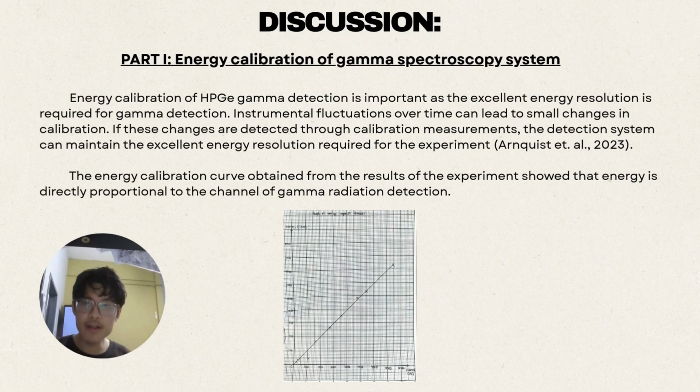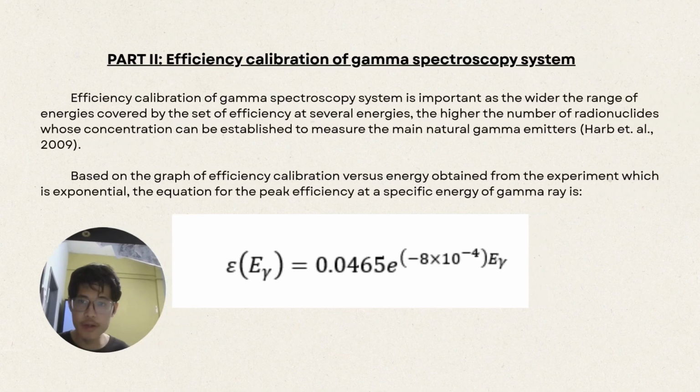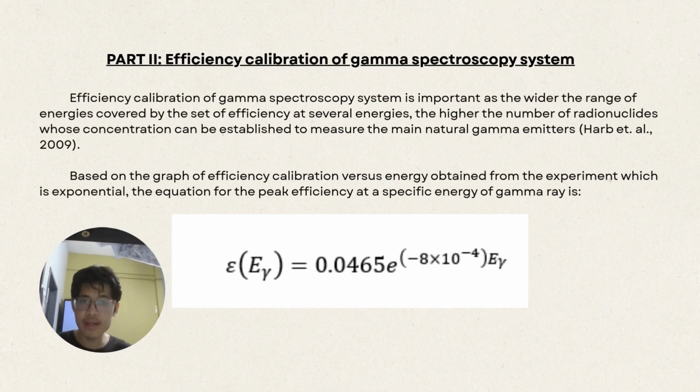In part 1, energy calibration of HPGe gamma detection is important to maintain the excellent energy resolution of the HPGe gamma detection. The energy calibration curve obtained from the experiment shows that the energy is directly proportional to the channel of gamma radiation detection. In part 2, efficiency calibration is important, as the wider the range of energies covered by the set of efficiencies at several energies, the higher the number of radionuclides whose concentration can be established to measure the main natural gamma emitters.